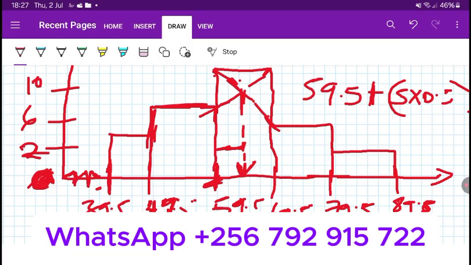So the next one we are going to look at is a frequency polygon. It's also a little bit similar to the histogram, but the differentiating feature is that for it we only take the midpoint. So that's all for today. Let's meet in the next video as we talk about the frequency polygon.